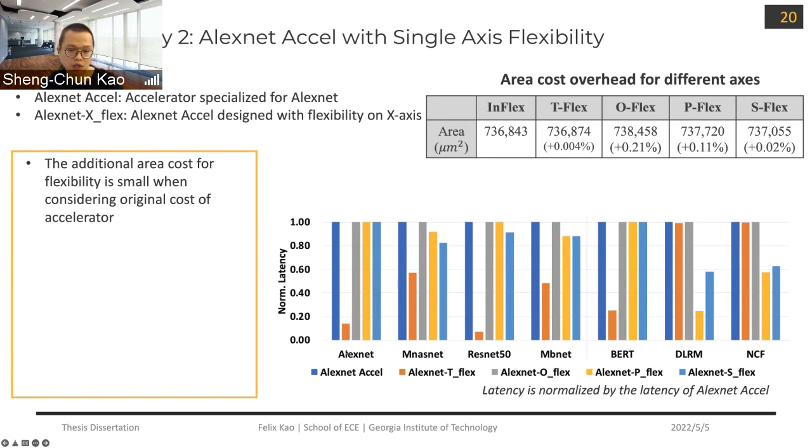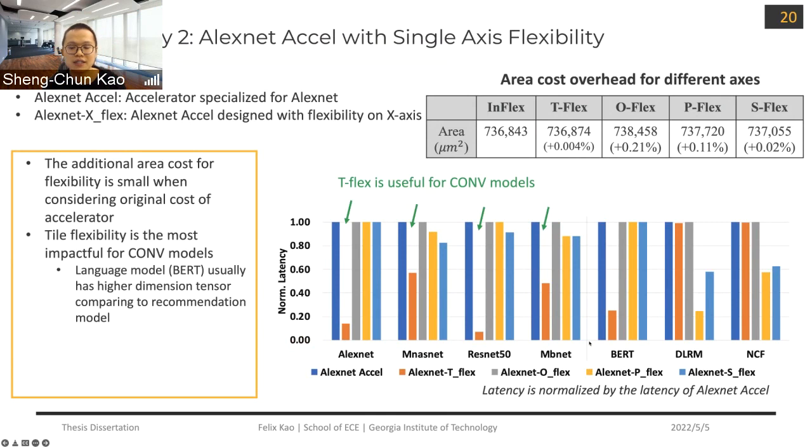Then in this graph, we can see that the orange bar is always the lowest in the convolution model. It means that adding tile flexibility can improve the performance the most in convolution models. However, we can also observe that tile flexibility is not that impactful for DLRM and NCF. It is because the performance is bottlenecked by suboptimal choices along other mapping axes like parallelism or shape. However, BERT can actually benefit somewhat from tile flexibility. The key difference is that language models usually have higher dimension tensors and have more chances to leverage the parallelism strategy tailored for convolution models.